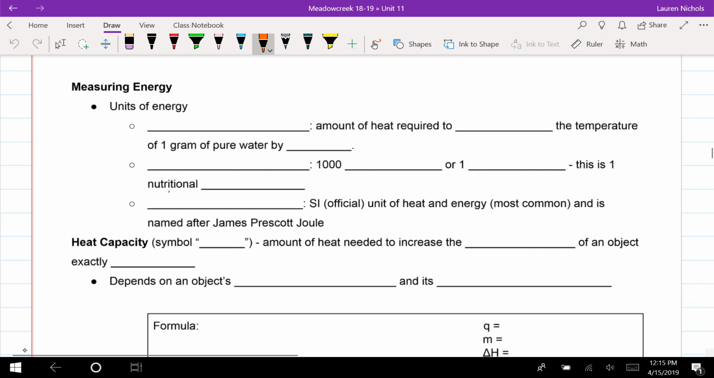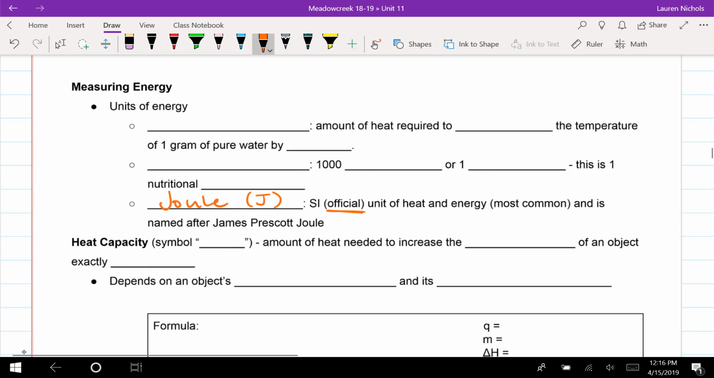The first one we use, which is actually listed third, is the joule, which has the symbol of a J, which we've talked about. Remember, it's the international system, which is actually in some sort of Latin or Greek, so it's like systematica, and I don't know, something. But it officially means the official unit of heat and energy. It's most common and is named after James Prescott Joule and is used all over the world.